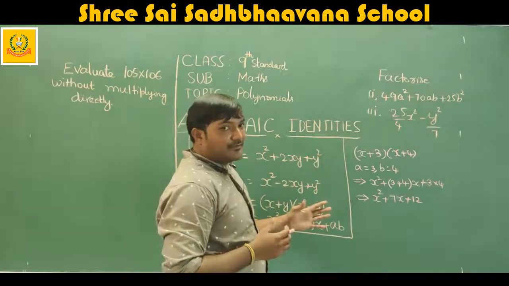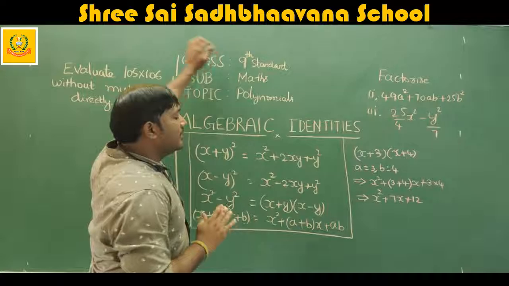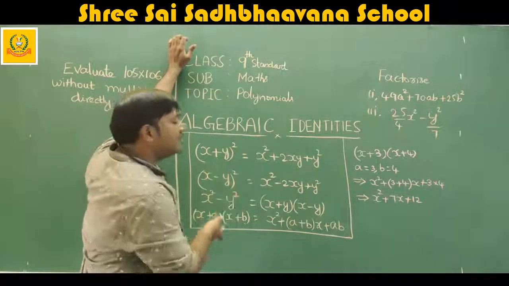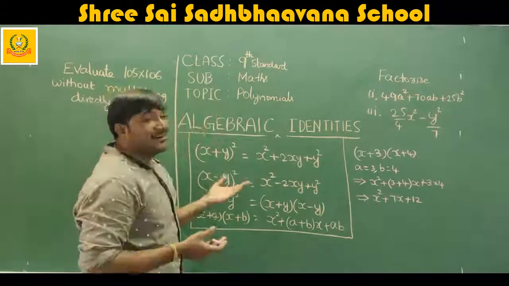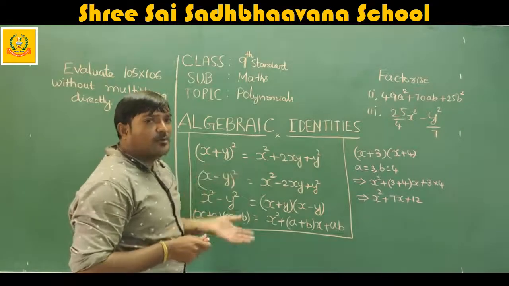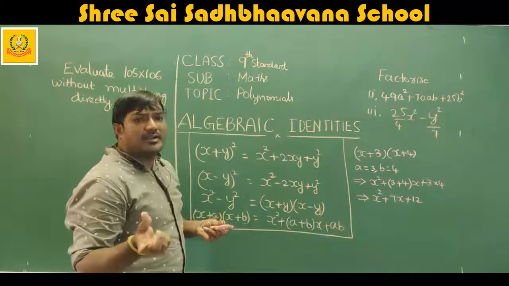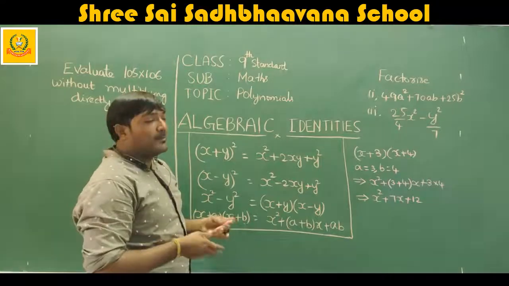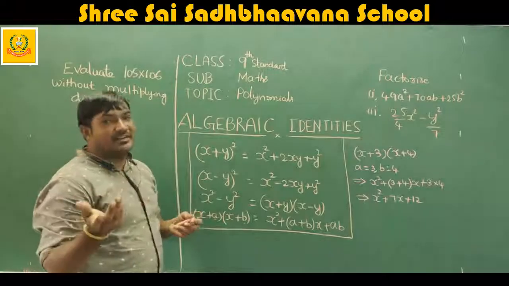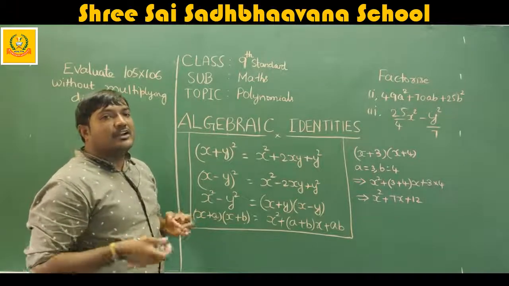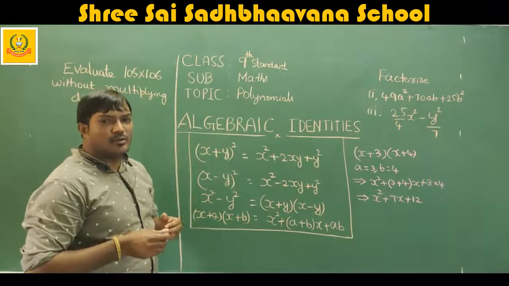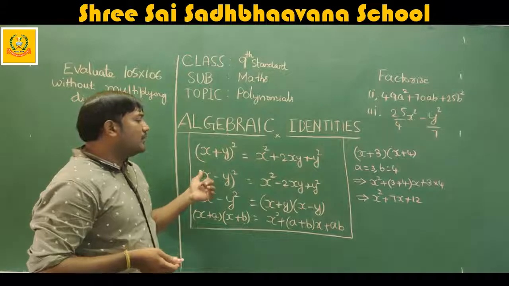I'll just repeat this once again. See what exactly I'm doing and how these identities are useful to solve the problems. You should remember these identities by heart, or you can practice them, whichever way you can memorize them. These are very important, as we use them in your next level classes like 10th standard and even 11th and 12th standard. These basic identities you are going to use, so obviously you have to remember them.